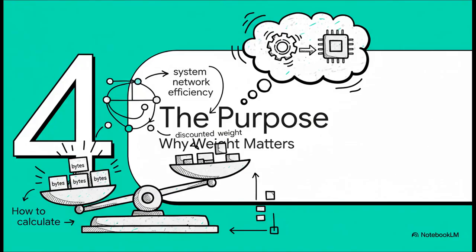Okay, so now we know how it's calculated. But the bigger question is, why? I mean, why go through all this trouble? Why not just count the bytes like we used to? Well, this is where we get to the real genius of the whole system. The reason for that discount.